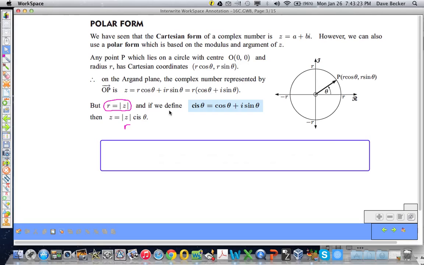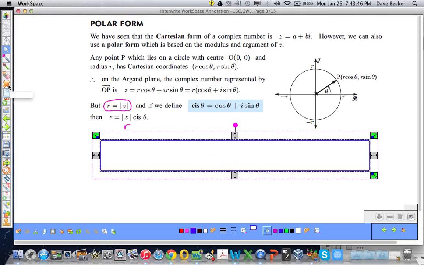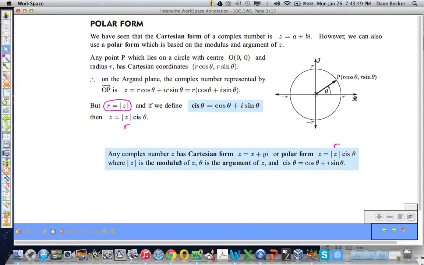And so we are going to define cis theta as being equal to cosine theta plus i sine theta. So then the complex number z can be written as the modulus of z cis theta. But please remember, r is equal to mod z. To sum everything up here, any complex number z has Cartesian form, x plus yi, or polar form, z equals mod z cis theta. Cis is cosine i sine. Cosine i sine. Say it, it's fun. Cosine i sine. Don't forget the plus.